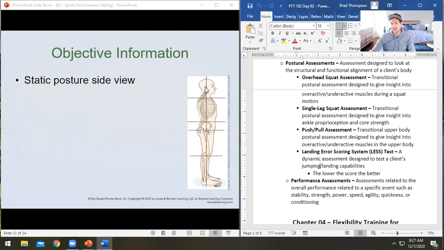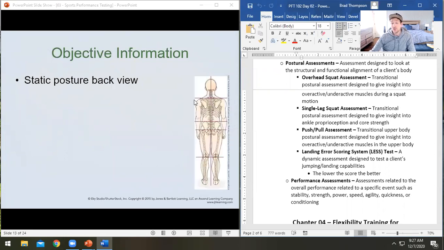Ideally, what we should see is ears in line with shoulder, in line with the middle of the hip, in line with knee, in line with that knob on the outside of your ankle. So we're looking for good alignment all the way up. And then this is sitting nice and level. From the back view, same concept. We want everything to be nice and level. We're looking for any asymmetric shifts that might be happening.